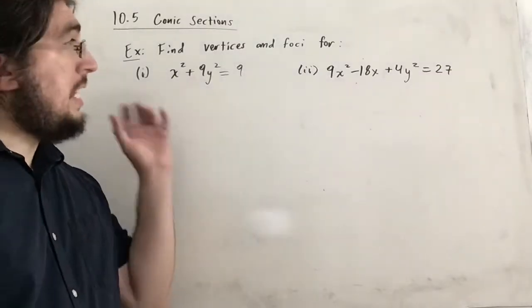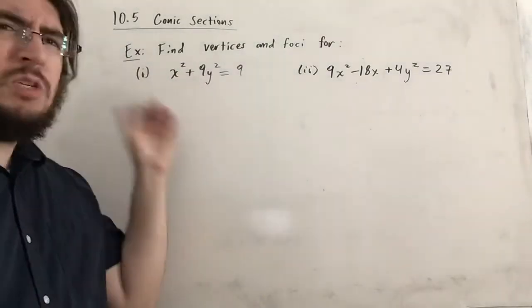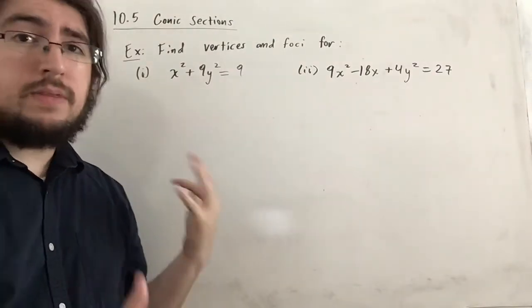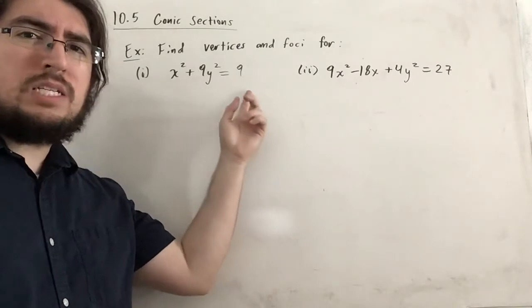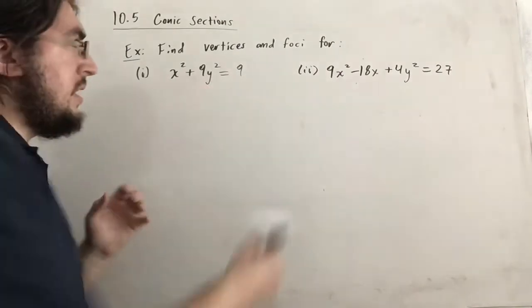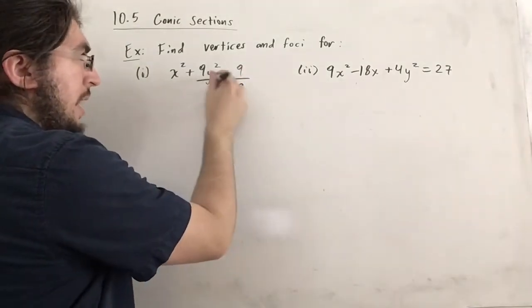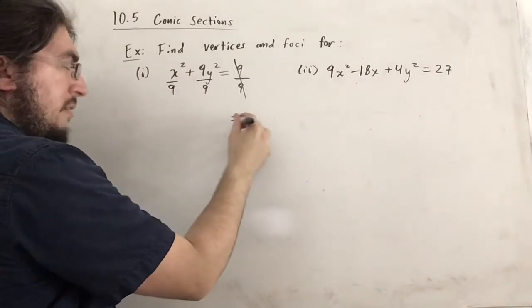All right, so for this example, we want to find the vertices and the foci for each of these equations. Now, these do not look like the form we had for the ellipse equations that we saw before. Remember that it was always 1 on one side, and then we had fractions. So how can we make this 1 for this first example? Well, if you divide everything by 9, then you'll actually get cancellation here, so you'll have 1.